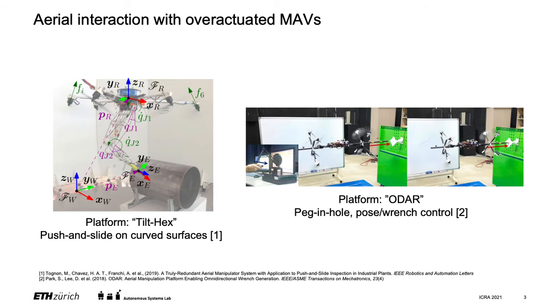Earlier works have already analyzed control methods for interaction of over-actuated MAVs. On the left, you can see a hexarotor equipped with a 2 degrees of freedom arm whose end-effector can stay in contact while sliding along a metallic pipe. The over-actuation of the hexarotor is achieved by tilted propellers, and it allows it to compensate for contact forces while being in contact with the surface. On the right, another fixed-tilt platform allows for peg-in-hole operations as well as simultaneous pose and wrench control while in contact with another surface.